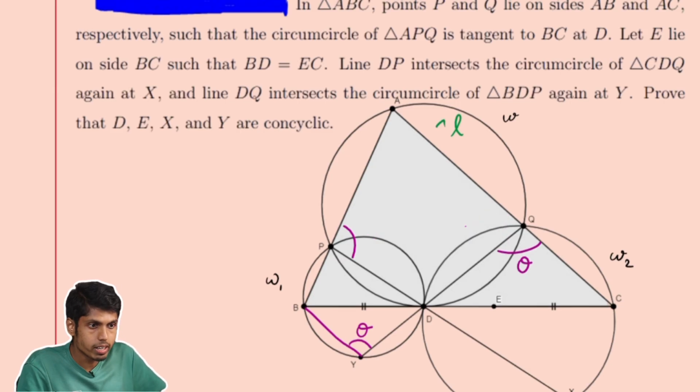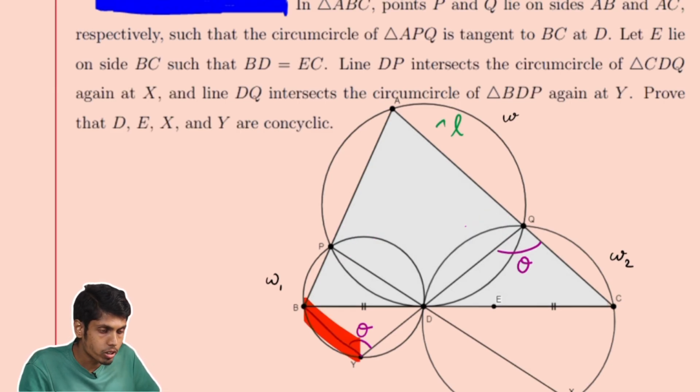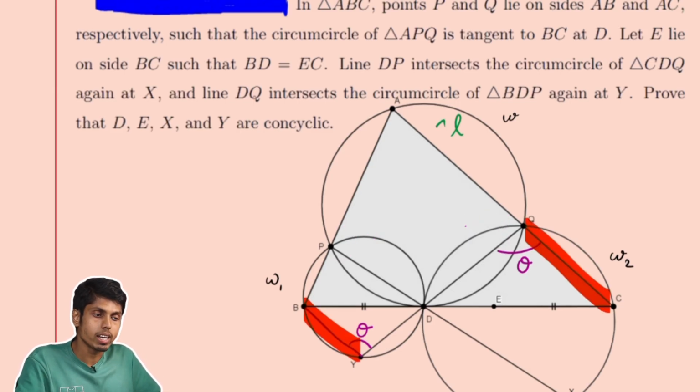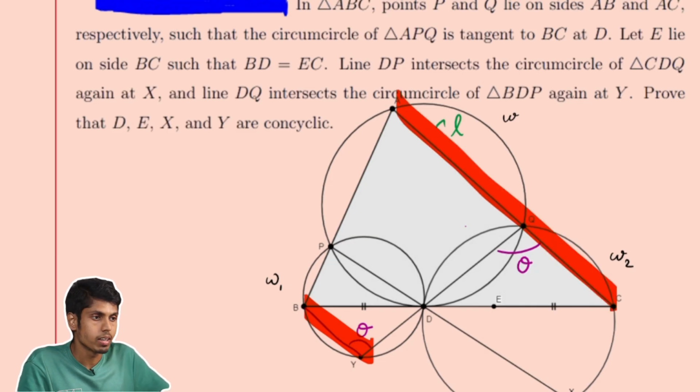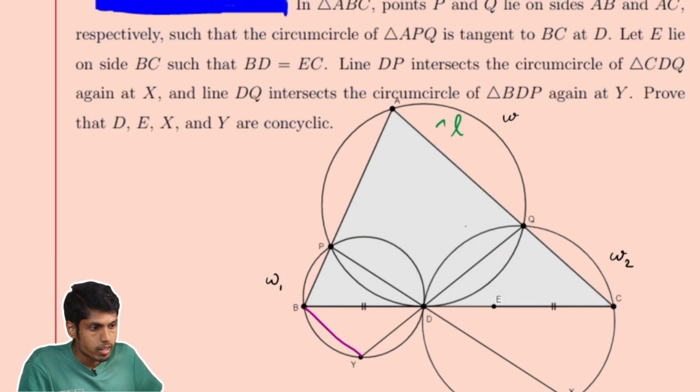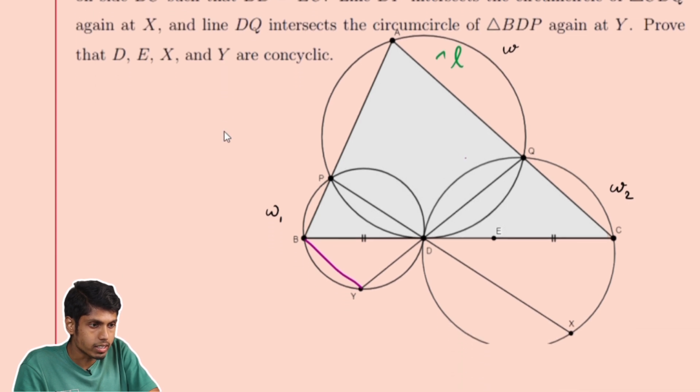And now it is evident that BY is parallel to QC because of alternate interior angles being equal with QY as transversal. Therefore, BY is parallel to AC. Similarly, it will be true that CX is parallel to AB by similar angle chasing. And now let's extend BY and CX.